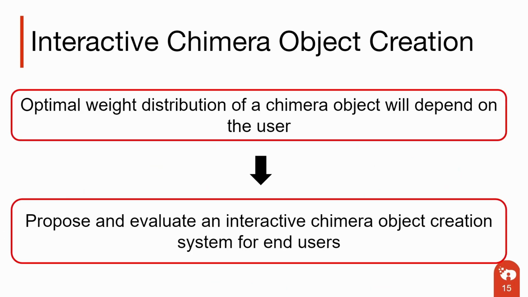So far, the experimenter has determined the weight distribution of a chimera object. However, optimal weight distribution will depend on each individual. We believe that the user in the loop framework is crucial for the success of a chimera object. Therefore, we propose an interactive chimera object creation system for end users and evaluate its effectiveness.